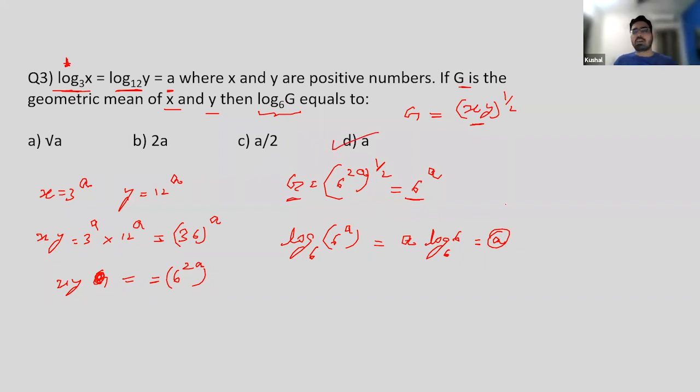Once again, a question coming from one of the CAT papers. We need to be very clear about this. The paper is very doable as far as log is concerned. Let's take this as a standalone topic in algebra and try and at least get 1 or 2 questions right from there. Most certainly you are getting at least 1 question.